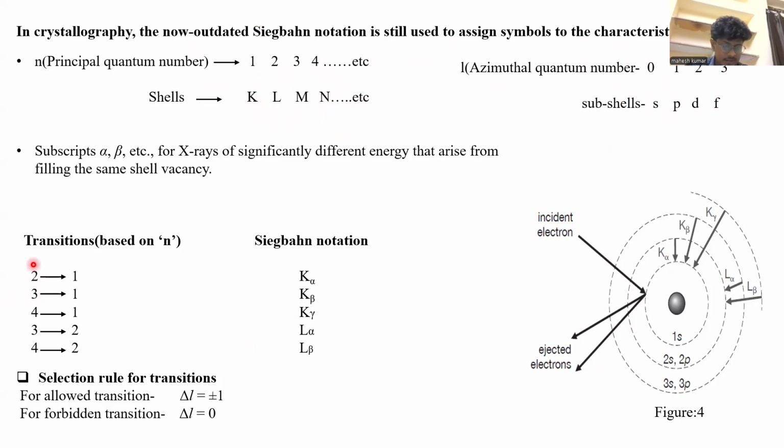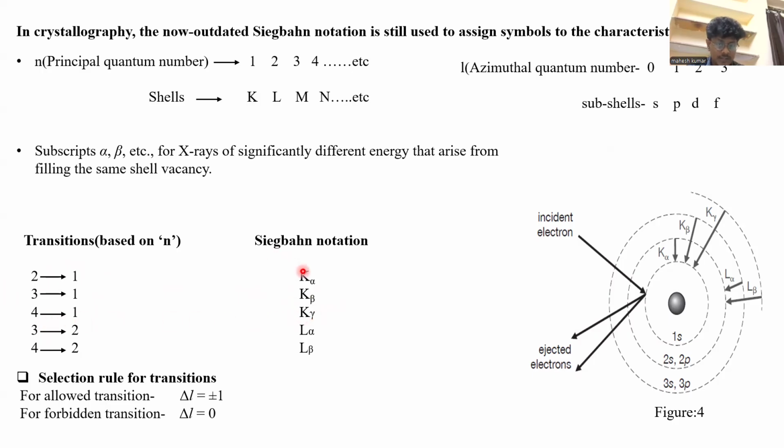See here. These are transitions from 2 to 1, 3 to 1, 4 to 1. The 2 to 1 transition generates the K alpha line. The 3 to 1 transition generates the K beta line. The 4 to 1 transition represents the K gamma line.